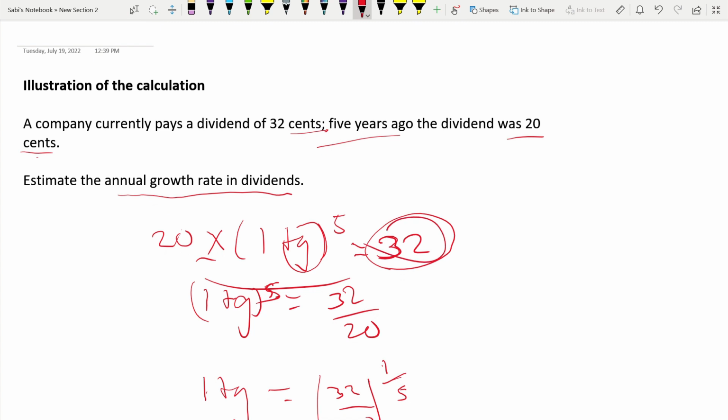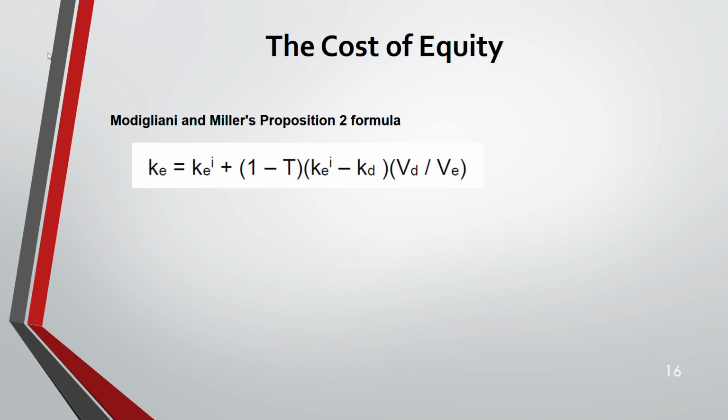Now we are going to go to the third, that is Modigliani and the Miller's model. Now we are moving to the third method to find cost of equity, from our capital asset pricing model to our dividend valuation model. Now to the M plus M. This theory is also known as M plus M, or Modigliani and the Miller's proposition 2 formula. This is the formula. It is given in a formula sheet.